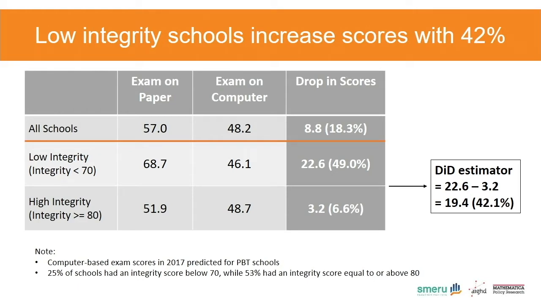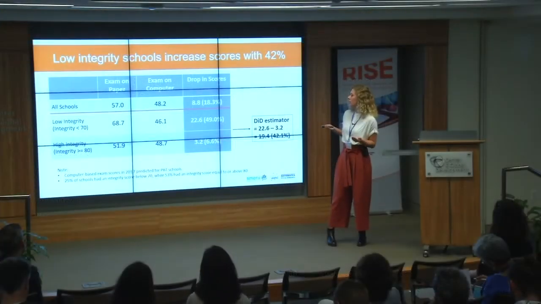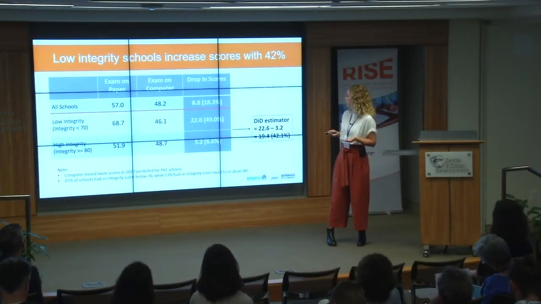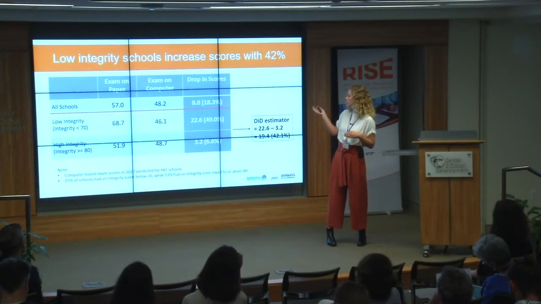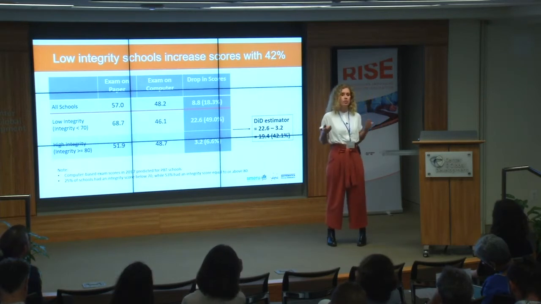So this is very substantial. And then for the high integrity schools, it's only 3 points. Now, these high integrity schools are also dropping in score, but this could potentially be because these students still need to learn how to use the computer, or the items might be a bit different over the years in the exam. So for the low integrity schools, we cannot assume that this full drop is due to the cheating.